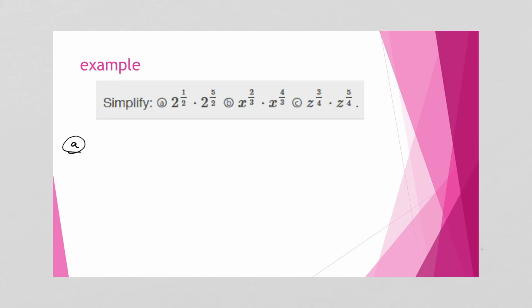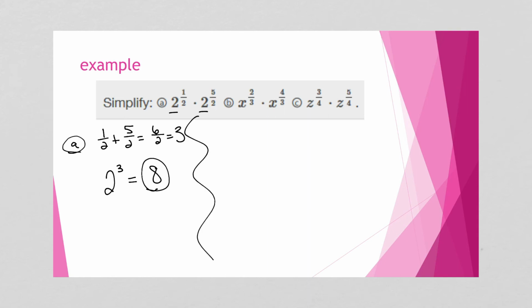All right, so on part A, notice we have the same base and we're multiplying. So whenever you have the same base and you're multiplying, you add your exponents together. So we would have 1/2 plus 5/2, which gives us 6/2. And whenever you simplify that, you get 3. So this is really 2 to the third power, which is 8.